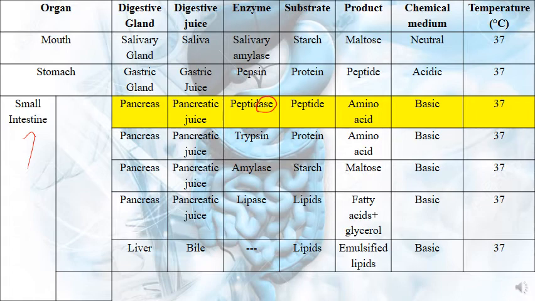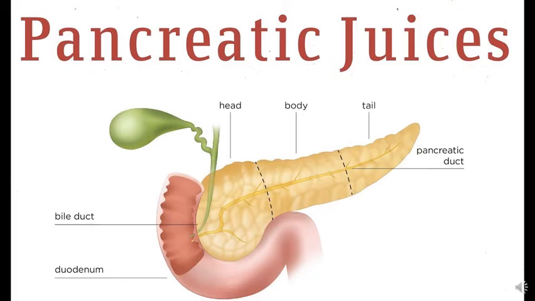Peptides are the intermediate form of protein. So it will give what? Amino acid. The medium is basic, meaning that the pH is greater than 7, and the temperature is 37. Here it's very easy. From its name, peptidase digests peptides to give amino acid, which is the simplest form of protein. The peptides are the intermediate. So this is the pancreas, and this is called the pancreatic duct.